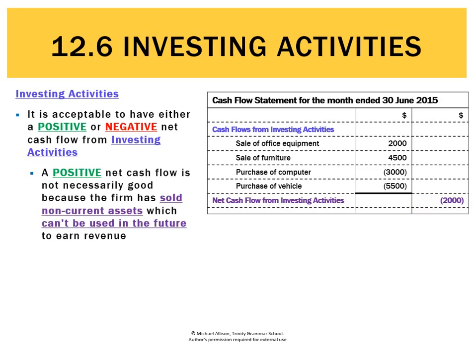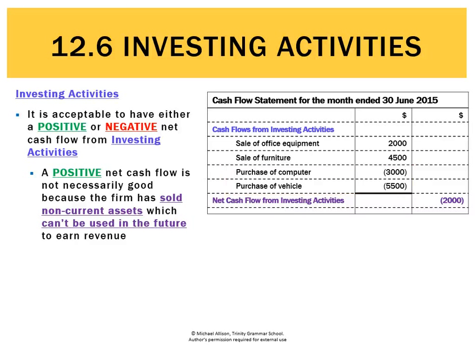What that means is we've gone and bought some non-current assets, so in this case $3,000 for a computer, $5,500 for a vehicle. That's okay because we're going to be able to use those in the future to make revenue. A positive is not really necessarily a good thing in this section.